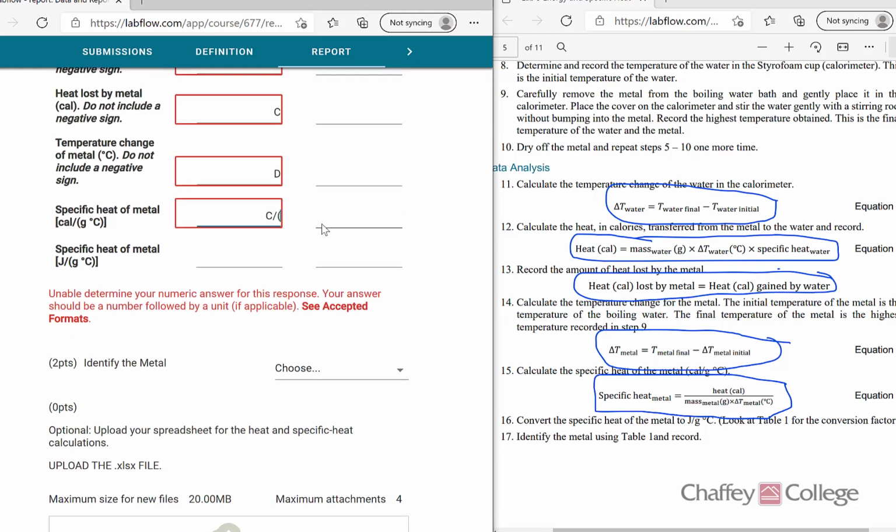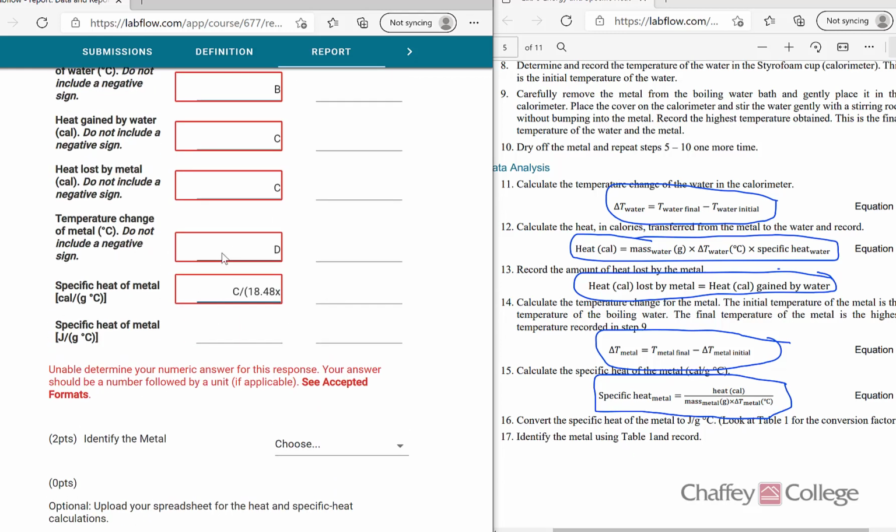So C divided by 18.48 multiplied by delta T metal, and delta T metal I just calculated to be D. Whatever the value of D is, it's gonna be D here, close parentheses, and calculate this value. Don't leave it like that, just calculate this value. Whatever the answer comes, plug in that answer here. Imagine that in my case the answer comes out to be some value F.